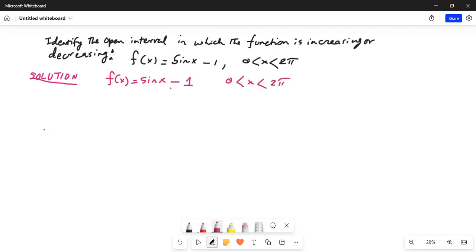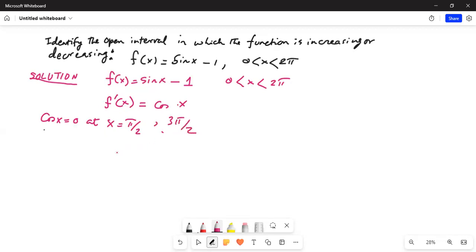It's an open interval. Okay, so first thing we'll do is the first derivative of f(x) with respect to x, which is f prime x, equal to cosine x. Now cosine x is equal to 0 at x equal to pi by 2 and 3 pi by 2.